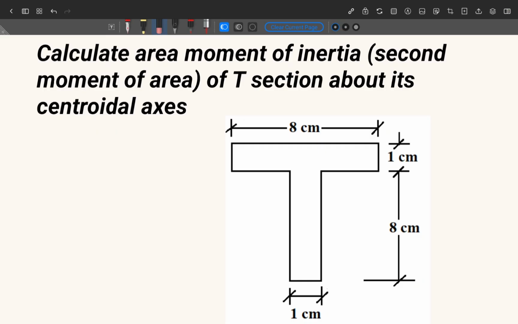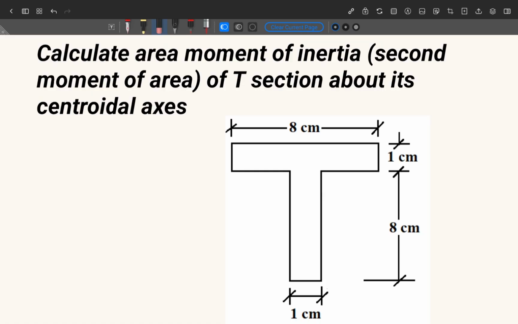In this question, we will learn how to calculate area moment of inertia, which is also known as second moment of area, of a T section about its centroidal axis. First of all, we have to locate where the centroid of this T section is, and after that we will calculate the moment of inertia about its x-axis and y-axis.